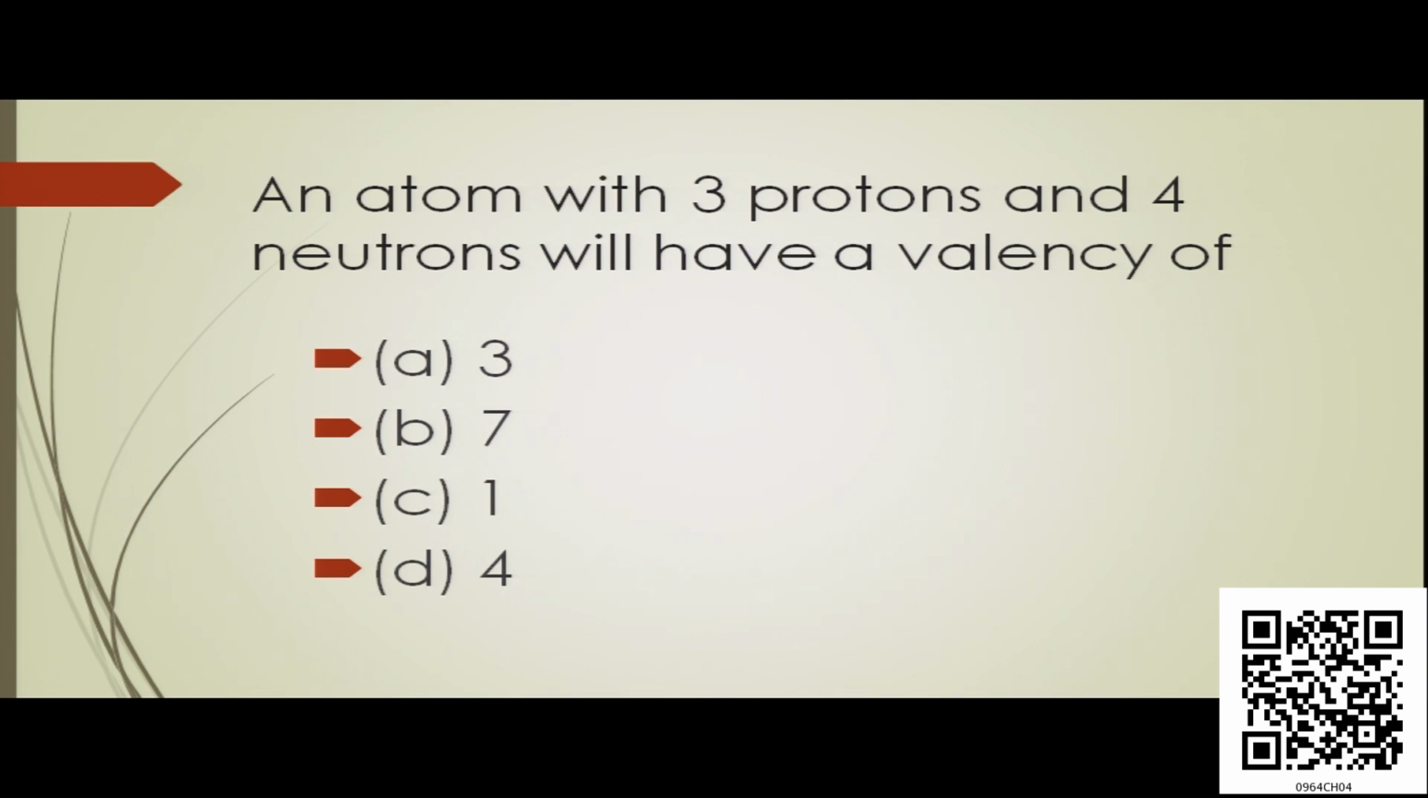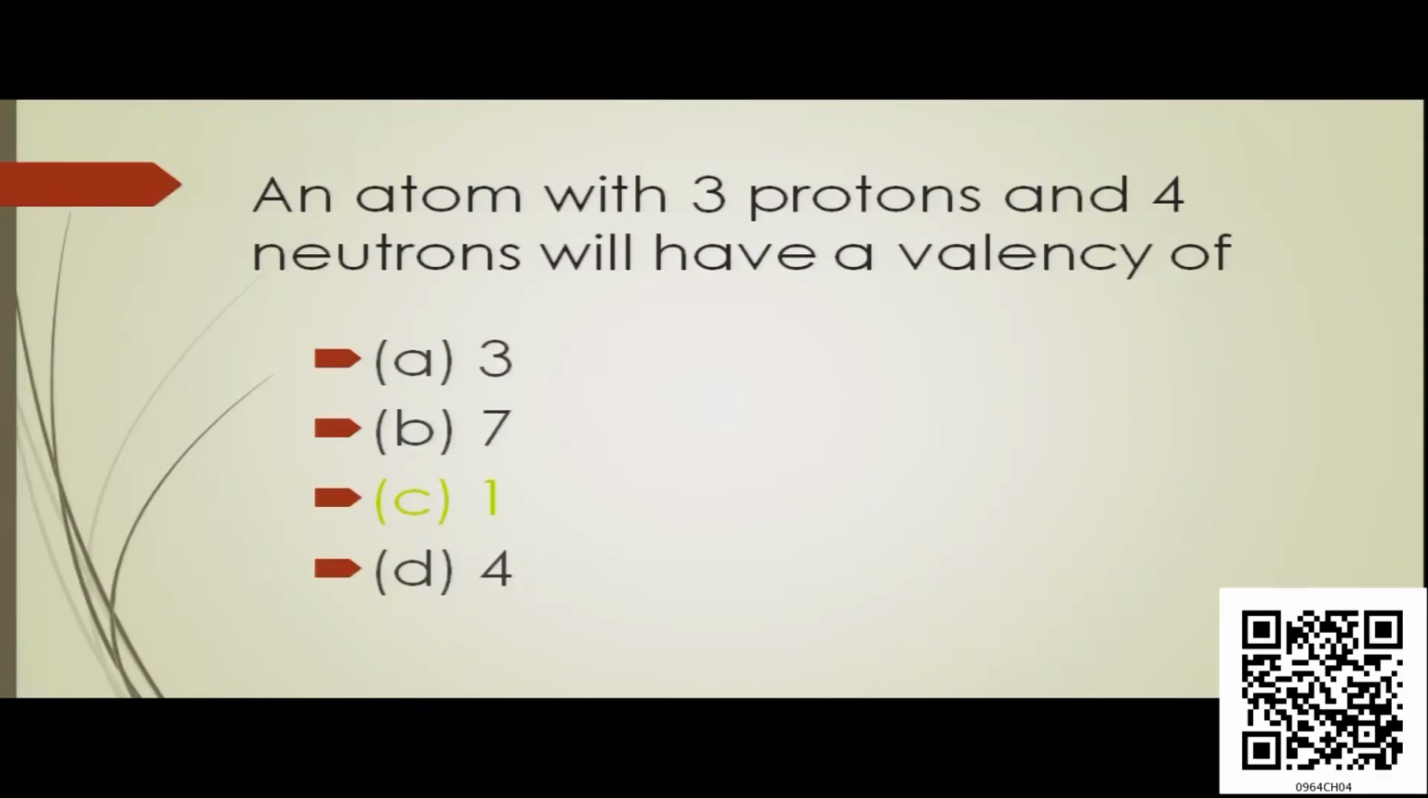If you see, the atom contains 3 protons, that means it will have 3 electrons also. So the 3 electrons will be distributed as 2, 1: in the K shell 2, in the L shell 1. So the outermost shell will contain 1 electron. As the outermost shell contains 1 electron, the valency will also be 1. So the answer to this question is that the valency of that atom is 1. I hope you understood that question.